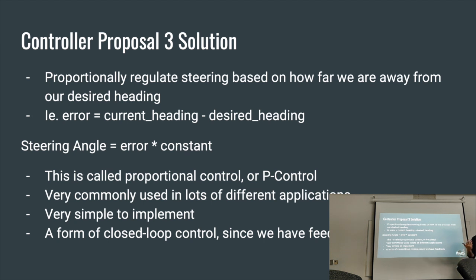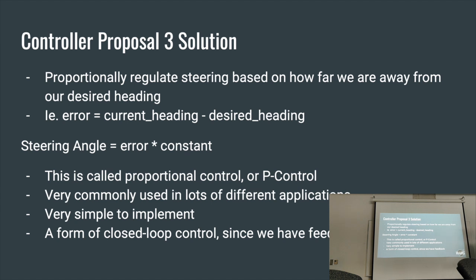Say the error is only 1 degree, then I'm only going to turn my wheels 0.5 degrees to try to get to the heading that I want, right? So intuitively, this should work. This is called proportional control, or P control. It's very commonly used in a lot of different applications. You'll see this basically everywhere. It's one of the simplest control schemes that you can implement.